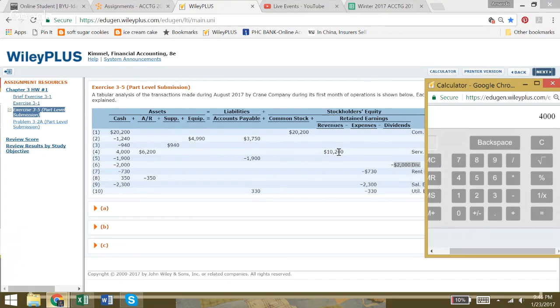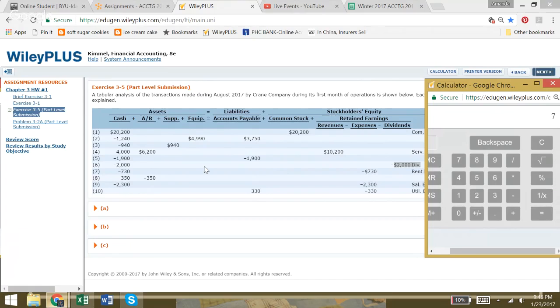a service revenue. So total service revenue was 10,200. They paid 400 cash. Looks like 6,200 went onto accounts receivable. So we add that. We're in the next item. We have a $1,900 cash debit, and then we're going to subtract another 2,000, which looks like it's the dividends.